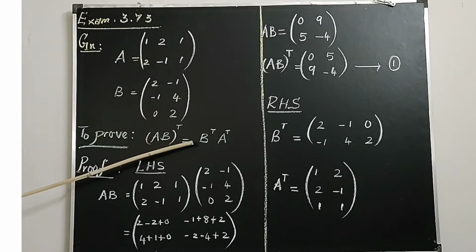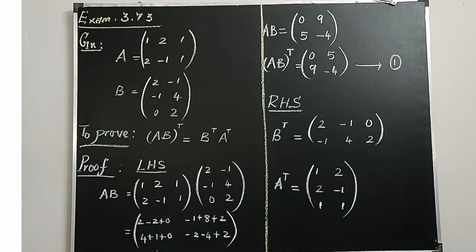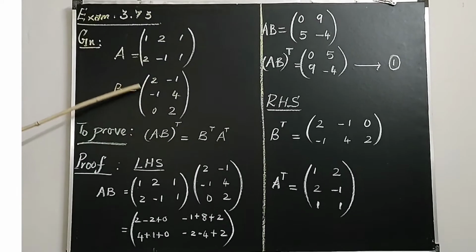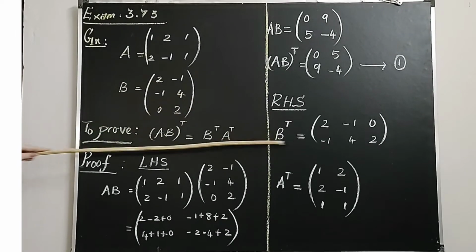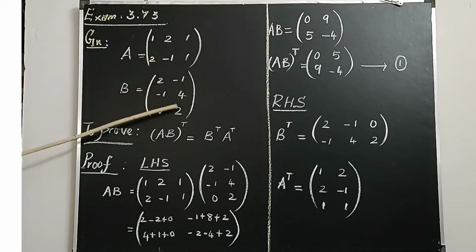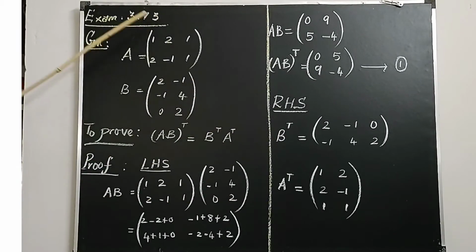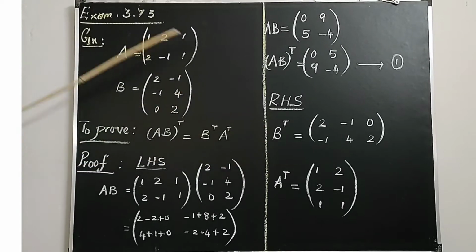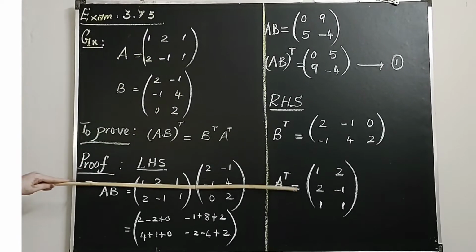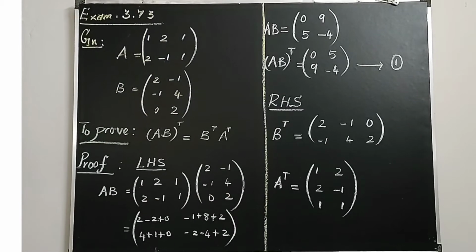In the right hand side we have to calculate the transpose of B into the transpose of A. What is B transpose? Just interchange the rows and columns of B. That is, the first column should be written as the first row and the second column should be written as the second row. This is B transpose. And for A transpose, just interchange the columns of A into rows. 1, 2, the first column becomes the first row, the second column 2, minus 1 becomes the second row, and the third column 1, 1 becomes the third row. So this is the transpose of A.